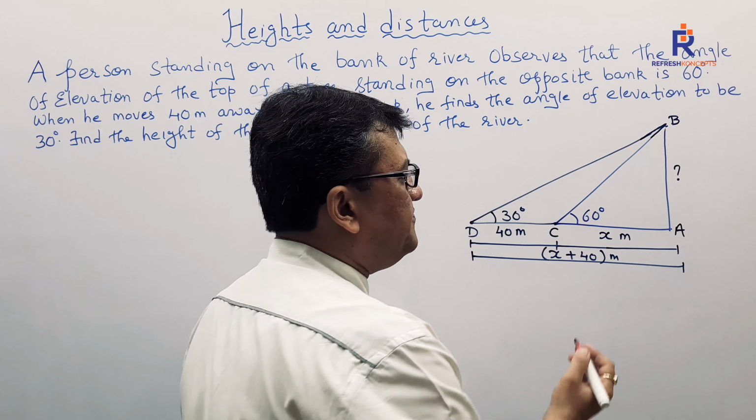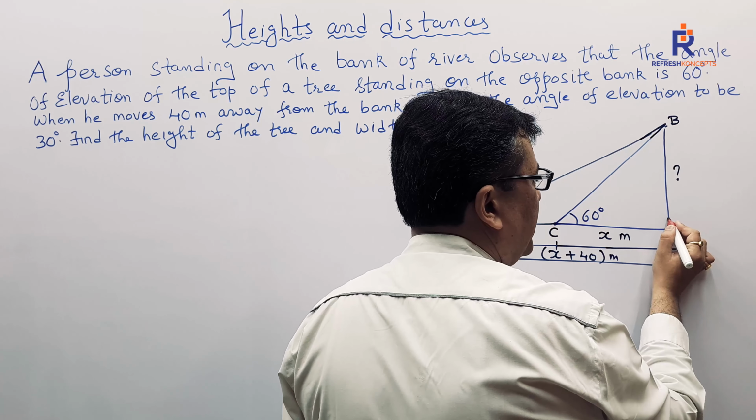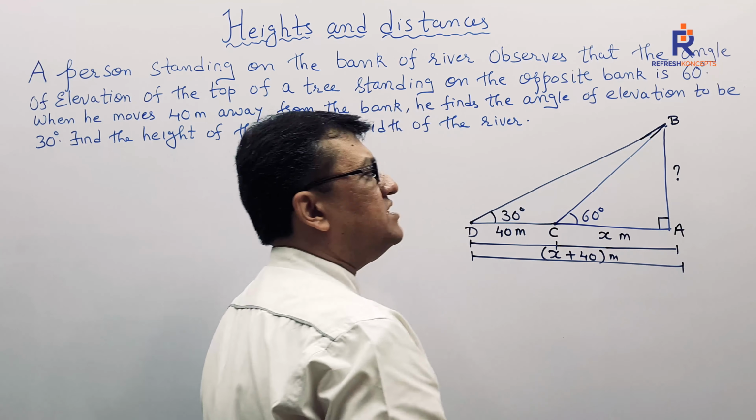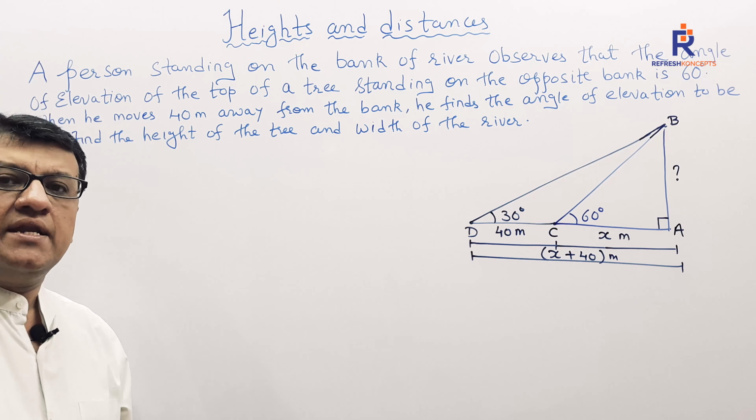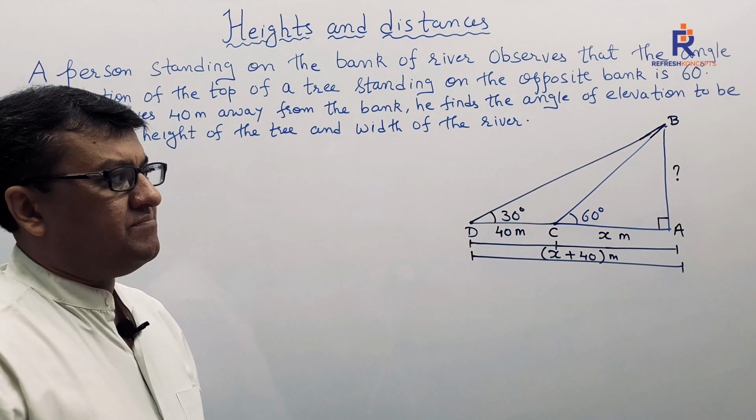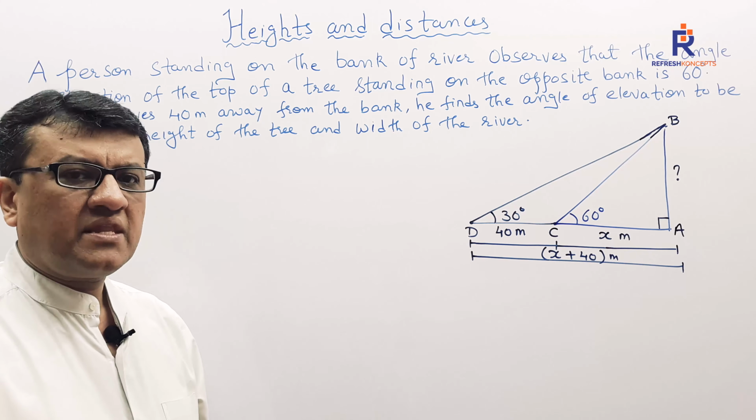Now children, once again, we all know that a tree cannot be in an inclined position. It will be perpendicular to the surface. Now, how do we solve this particular sum? I have a very simple solution.